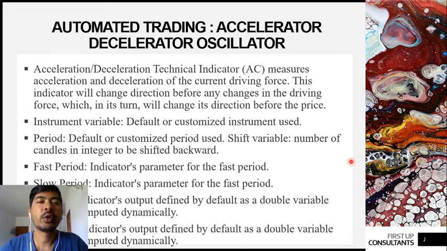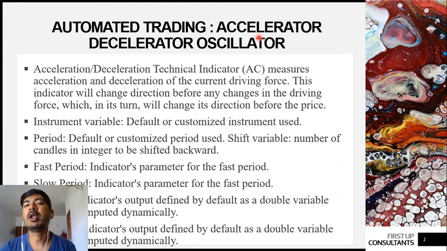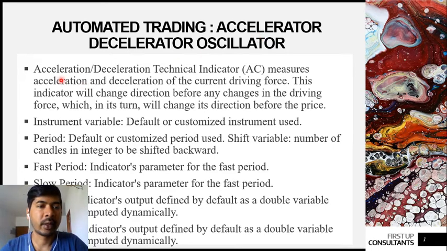In today's session of automated trading, we will take a look at the use of this indicator which was developed by Bill Williams. It is called Accelerator Decelerator Oscillator, and it is pretty useful while determining the changes in the momentum of the underlying instrument. So let's take a brief look at how it is defined and how we can utilize it.